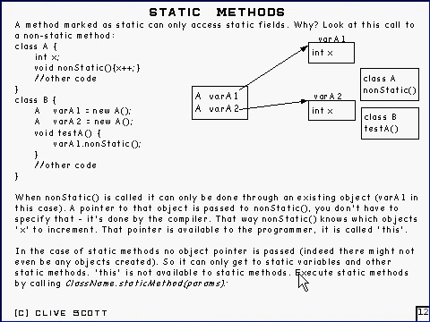And because you haven't got any objects, you can get to the static method by referring to it via its class name. So you go class name dot followed by the static method and any parameters that get passed into the method. That's how you execute a static method, giving the class name dot followed by the method name.